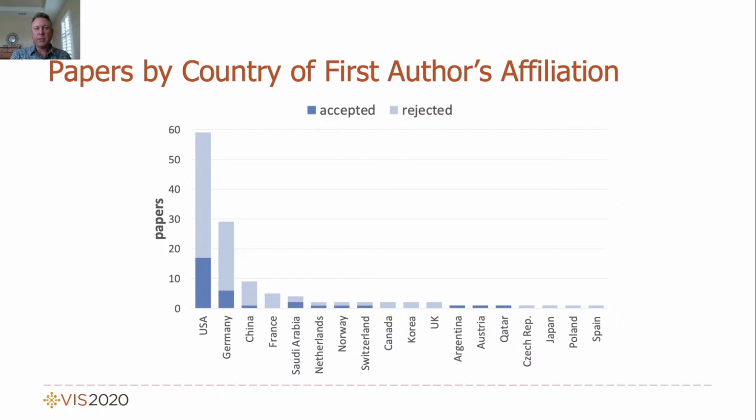This chart shows a breakdown of country in terms of the primary author's home affiliation. And what we're seeing is that the US, Germany, and China remain the dominant countries of origin of these papers. But we're also seeing a healthy diversity, with many countries represented this year.